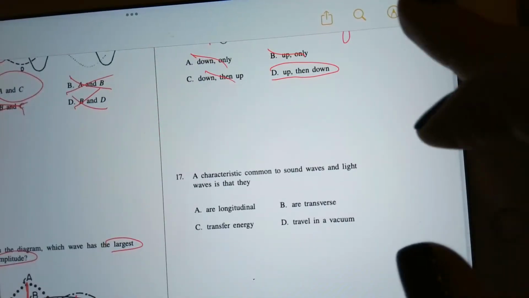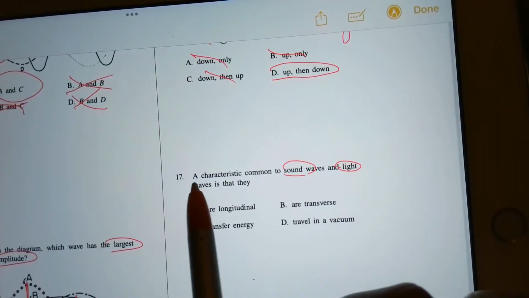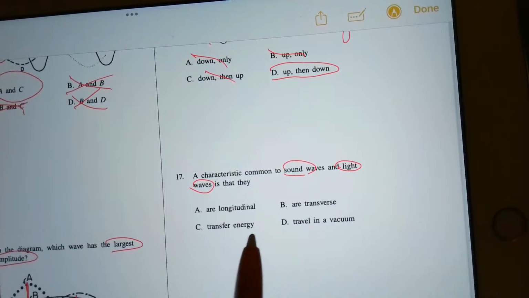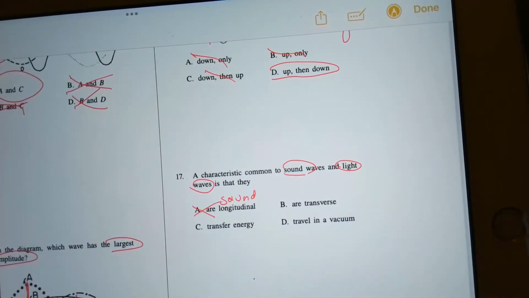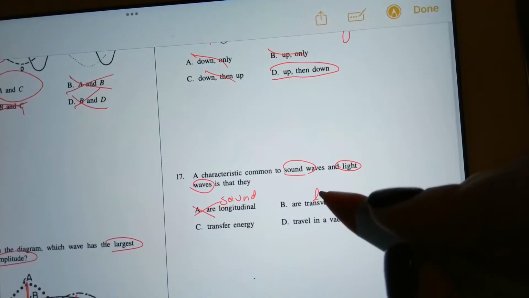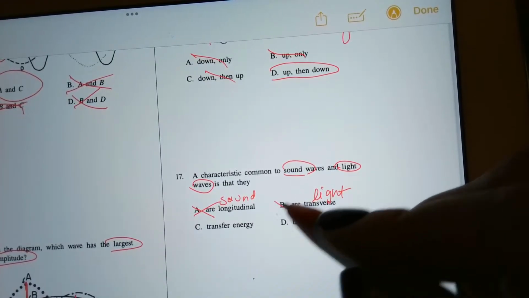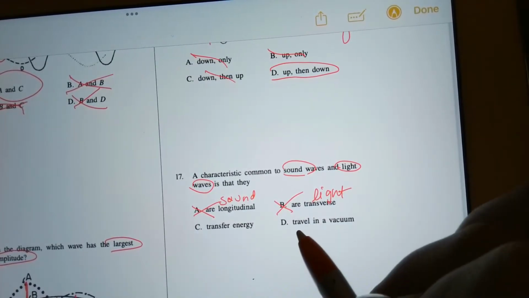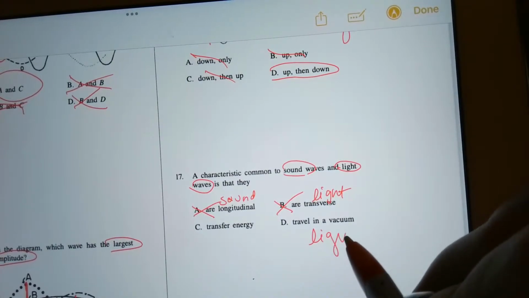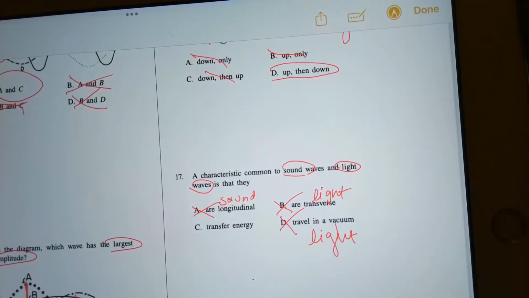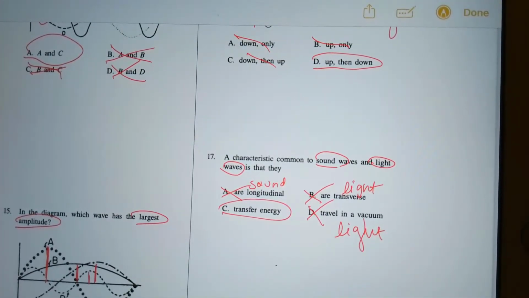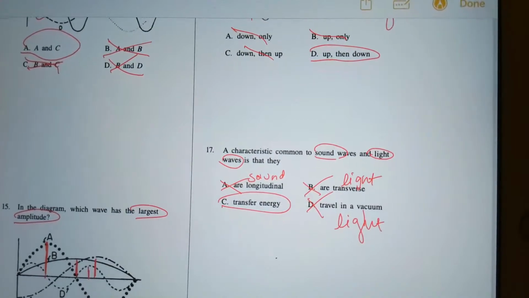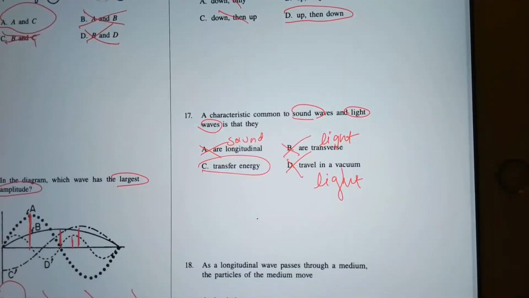A characteristic common to sound waves and light waves is that they are, well, sound waves are the things that are longitudinal, so this cannot be true. Transverse, well, that's only for light waves. And only light waves can travel in a vacuum. They do not require a medium. So all waves, again, to keep this most important part, will always transfer energy and will never transfer mass, regardless if it's a light wave or a sound wave. Okay?